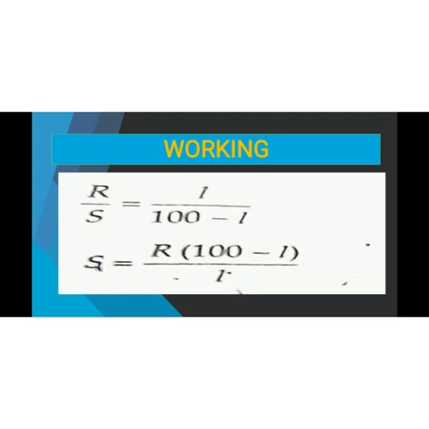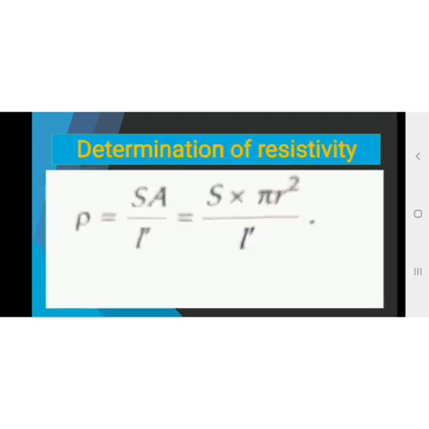We can also calculate the resistivity of the wire. As we know, resistance equals rho L upon A. So resistivity rho equals S A upon L dash, where S is the resistance, A is the area, and L dash is the length of the wire. Take care about this: L dash is the length of the wire whose resistance we are to calculate. Area is pi r square, and we can measure the diameter of the wire with the help of a screw gauge, and also calculate the radius of the wire with the help of the screw gauge.